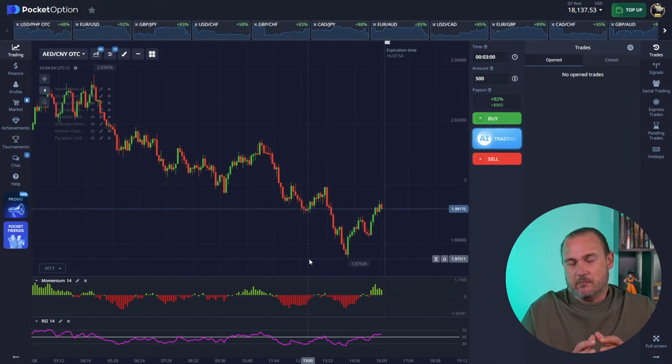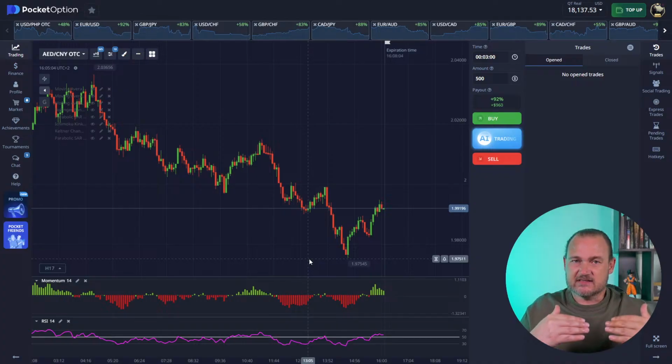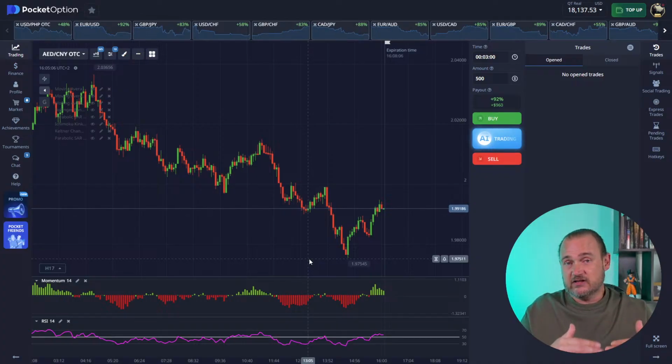One of the most effective ways to take advantage of momentum is to find an asset that's in a strong trend. We know that when an asset is trending, we can define that trend by price making higher highs and higher lows, or lower lows and lower highs.